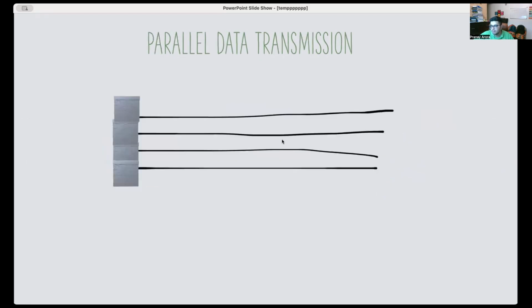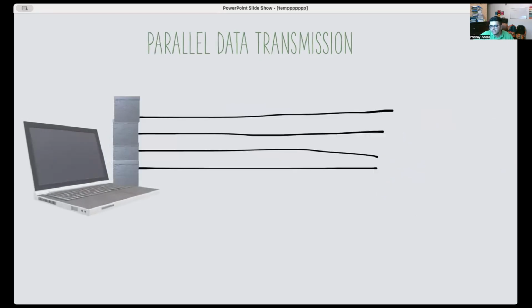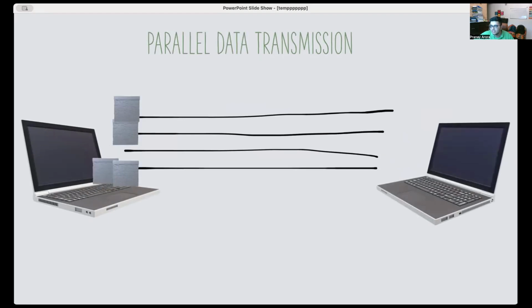Whereas when we talk about a parallel data transmission, obviously we have a sender, we have a receiver. Here, multiple bits can travel at a time. Multiple bits can travel at a time through different communication lines. In serial, we only add a single communication line. In parallel, we have multiple communication lines.